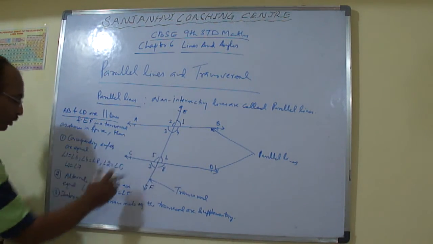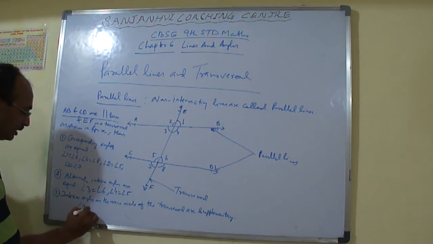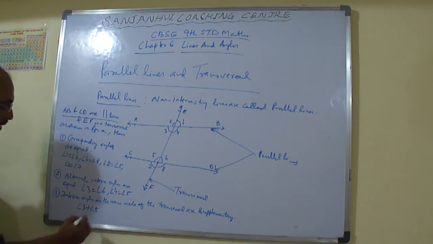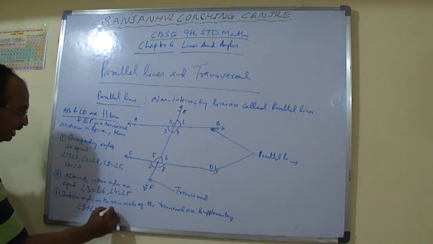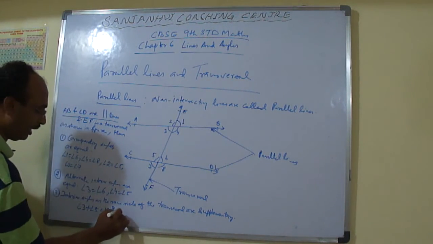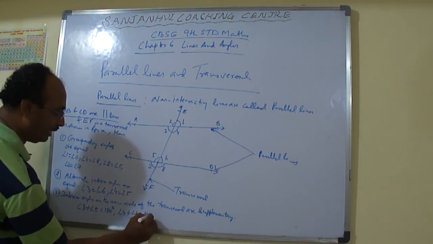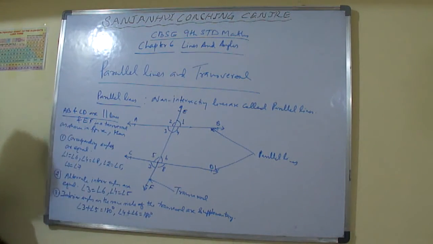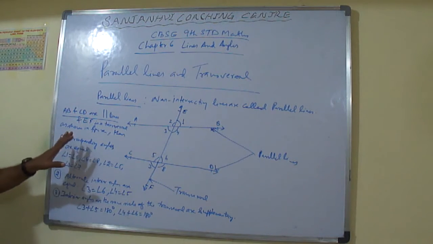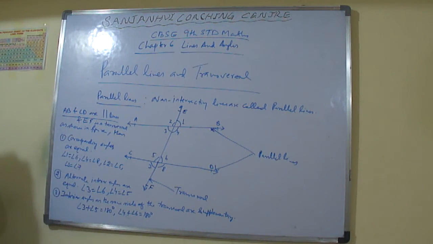So here, angle 3 plus angle 5 is equal to 180 degrees. Then angle 4 plus angle 6 is equal to 180 degrees. These are the three major properties of parallel lines and a transversal.